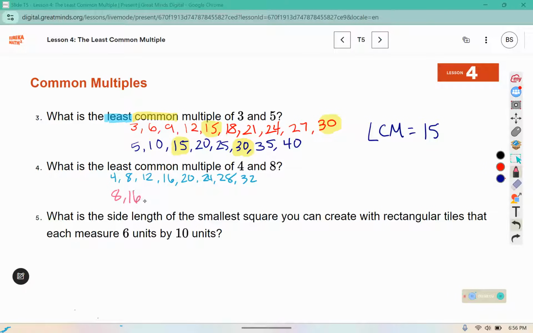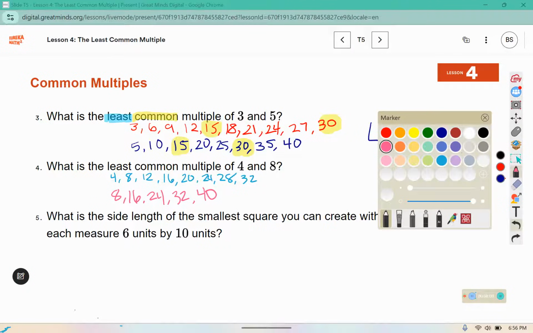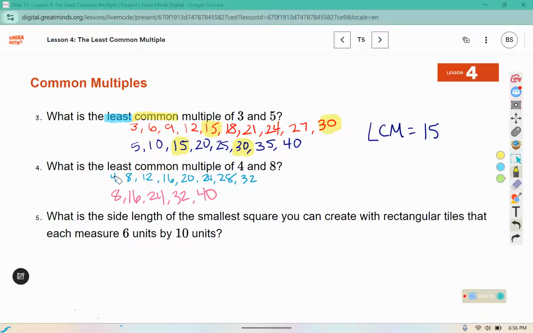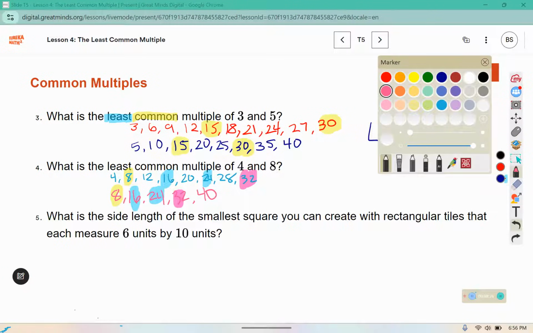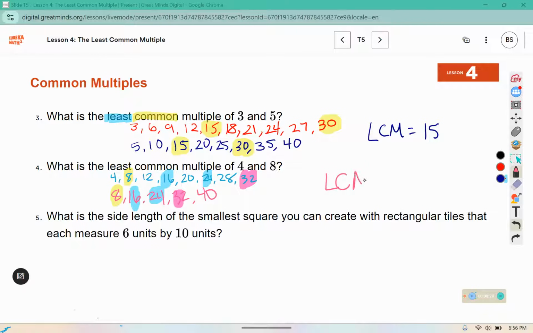8, 16, 24, 32, 40. And so you can see there are many common multiples. But the least common multiple is 8. The lowest one they have in common is 8. So the LCM is 8.